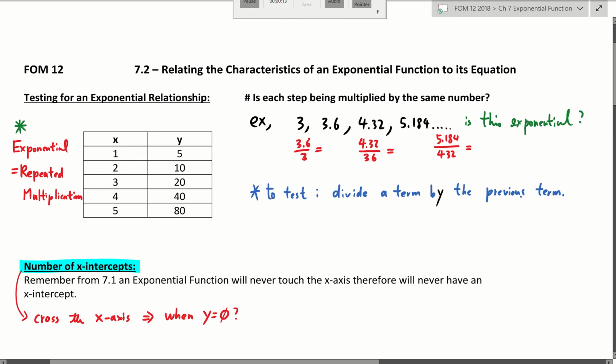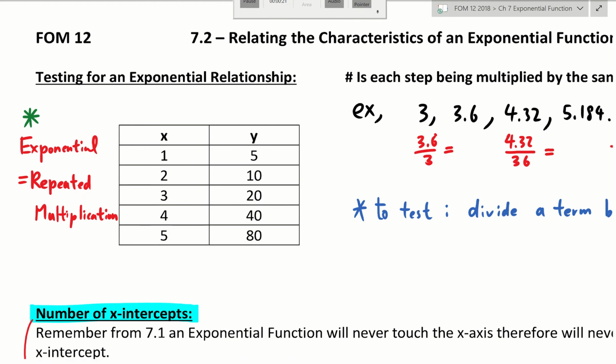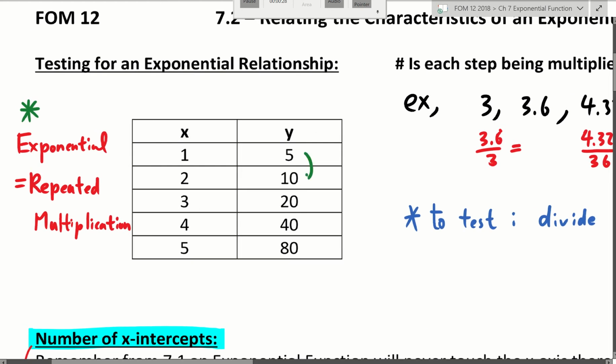So now let's review what an exponential relationship is again. Remember, an exponential relationship is a set of numbers that grows really fast. Actually, they grow by the same factor every time. So if you look at these numbers, from 5 to 10 is a multiply by 2. From 10 to 20 is a multiply by 2. From 20 to 40, also multiply by 2. And 40 to 80, also multiply by 2. So remember, exponential means you're repeating the multiplication.